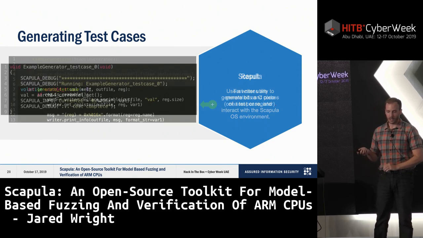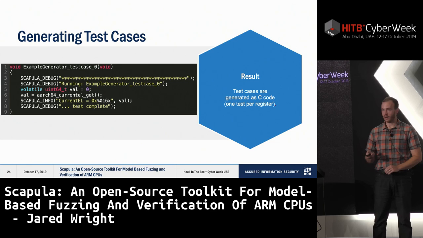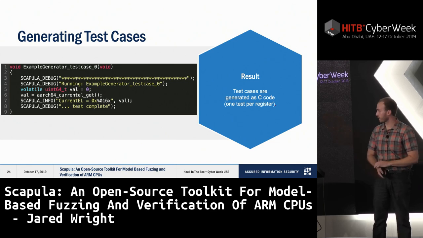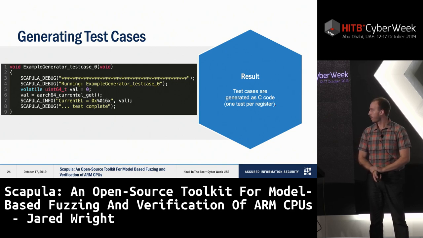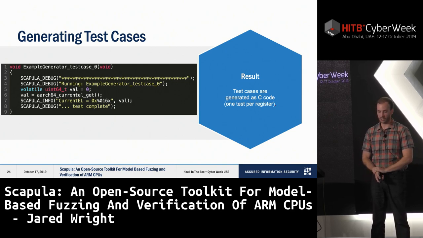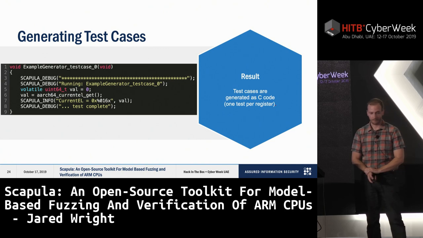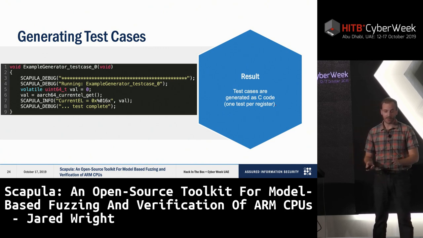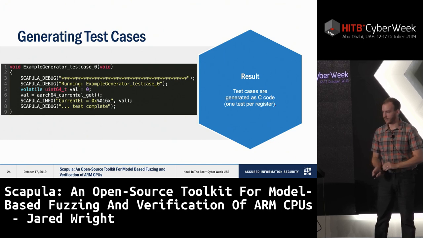So at the end of the day, when you run a generator, it dumps out and helps you generate some C code that looks like this. So this would be one example generated from the generator I just showed you previously. Keep in mind that it will generate one of these test cases for every register that you're interested in. So this is just one example that was included in the set you were interested in.